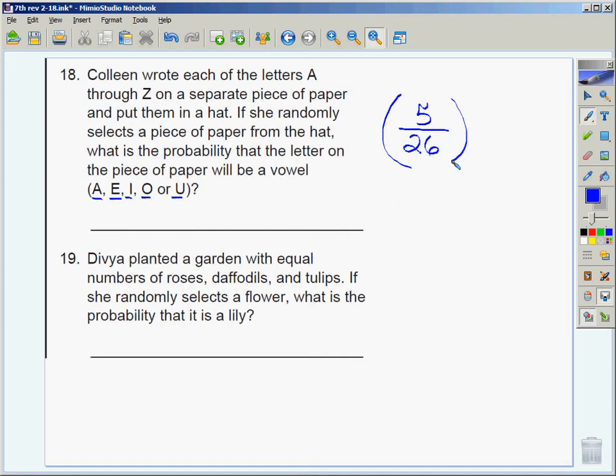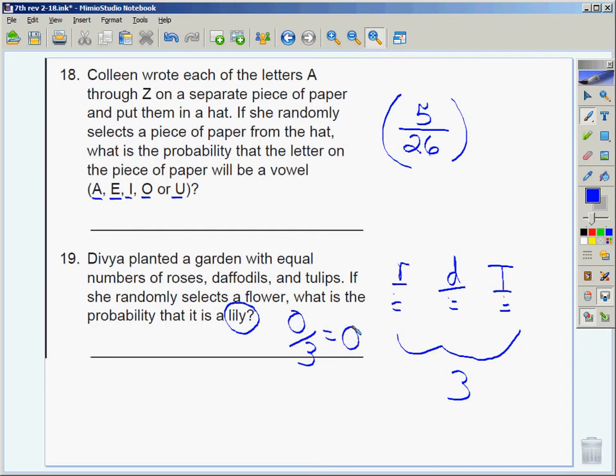If you planted a garden with an equal number of roses, daffodils, and tulips, there's an equal amount of each of these. What is the probability that you would get a lily? Well, there were 3 possible, and of those 3, none of them were lilies, so there's a 0% chance. In other words, it's absolutely not going to happen.